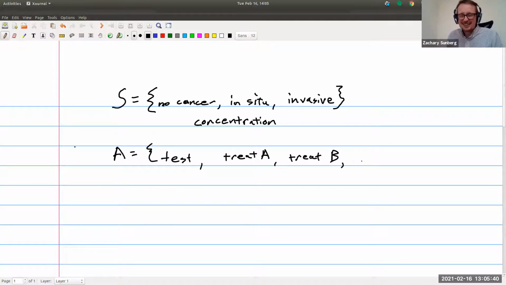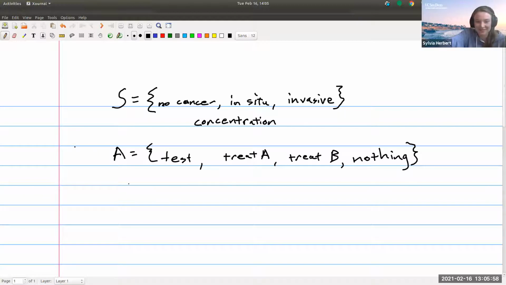Might doing nothing be a good action? So if you're in the no cancer state, then there's no point introducing side effects when you're fine. The patient is fine. Right, exactly. So this is kind of a safety versus efficiency thing. You don't want to intrude in people's lives.